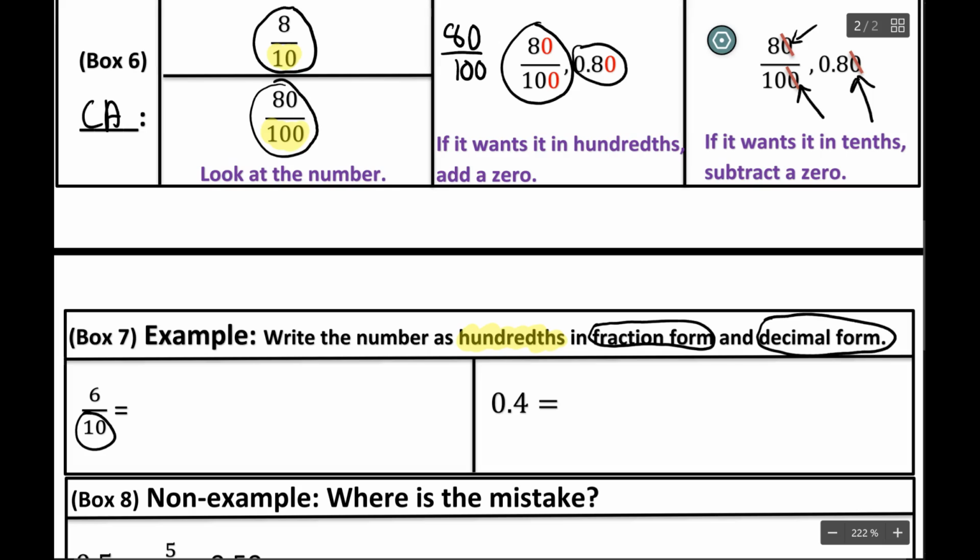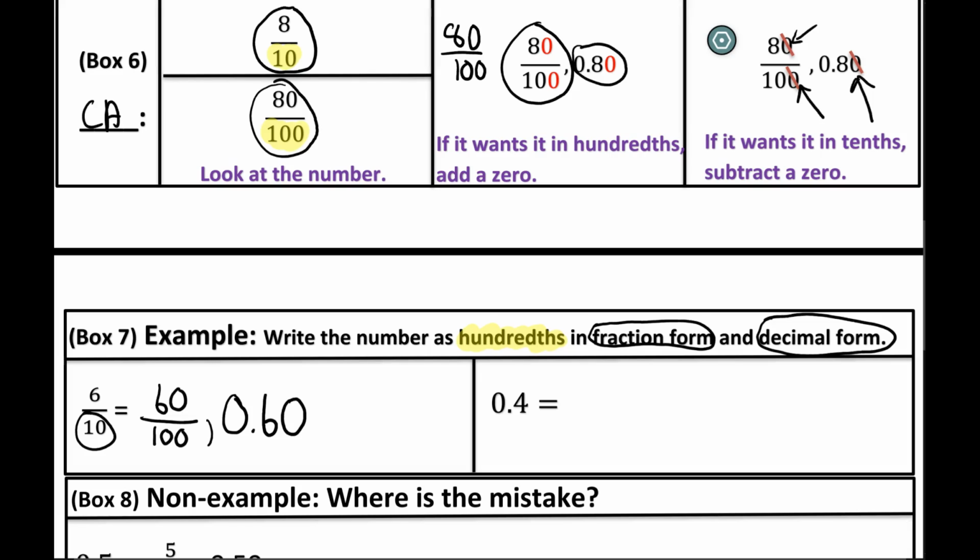So I should write 2 different numbers right there. First I'm going to write 60 over 100, okay? Remember, I just added the 0 to the 6 and the 10. And then I would write it out as 0.60, okay? Pretty simple, right?